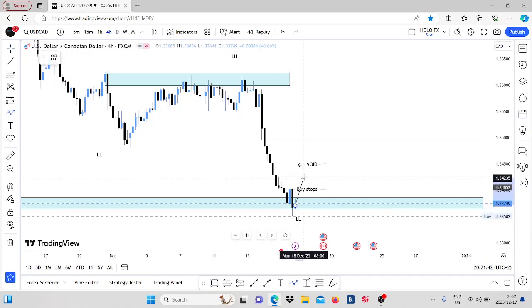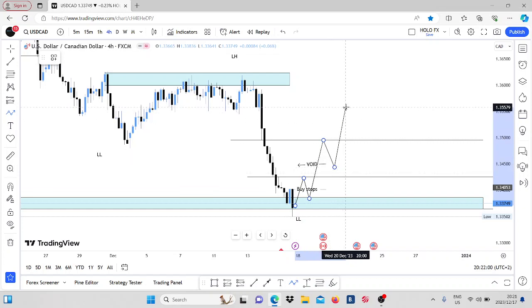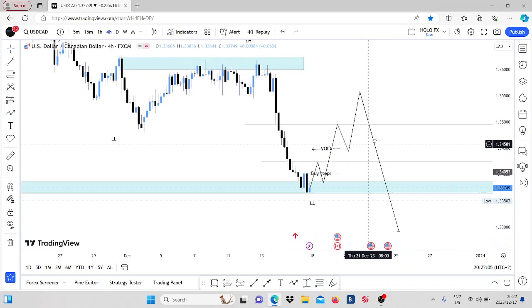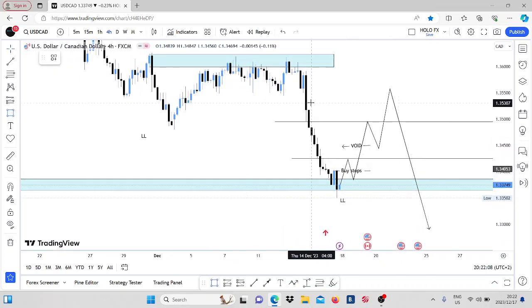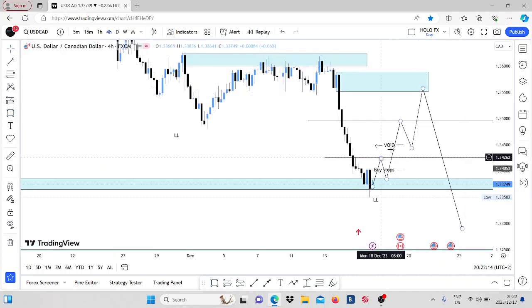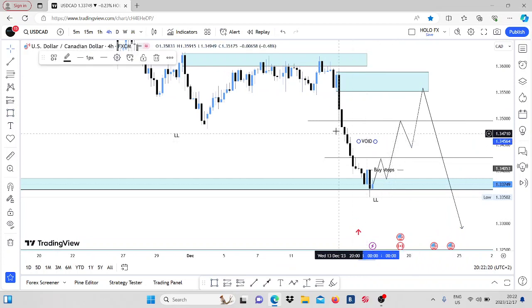I would like to see price do something like this: retest the area, fill in the void, right, to come down, and either go to the order block, then continue the sell. That's what I would like to see. We are initially filling a void and a fair value gap at the same time. That's what I would initially like to see.